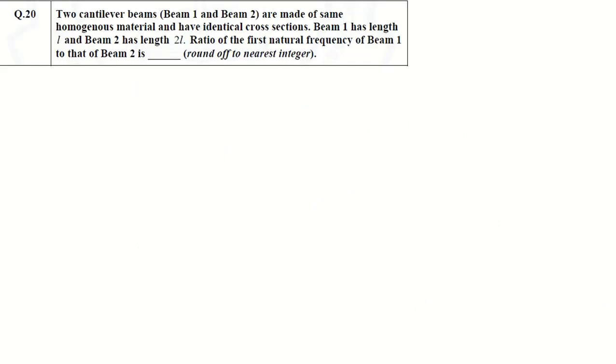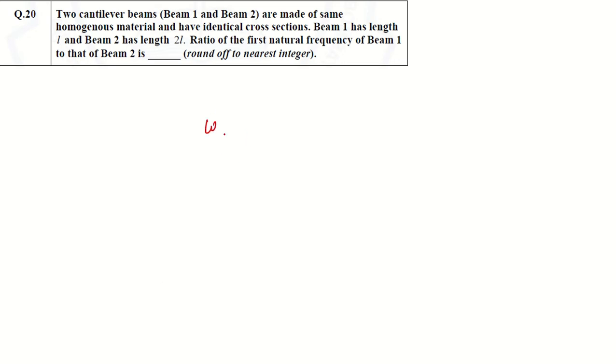Next question is, two cantilever beams are made of same homogeneous material and have identical cross sections. Beam 1 has length L and beam 2 has length 2L. Ratio of the first natural frequency of beam 1 to that of beam 2 is.